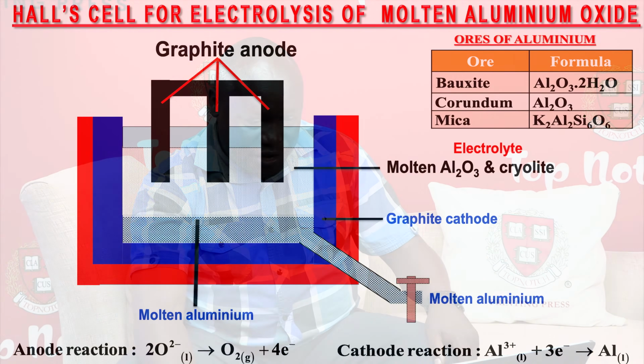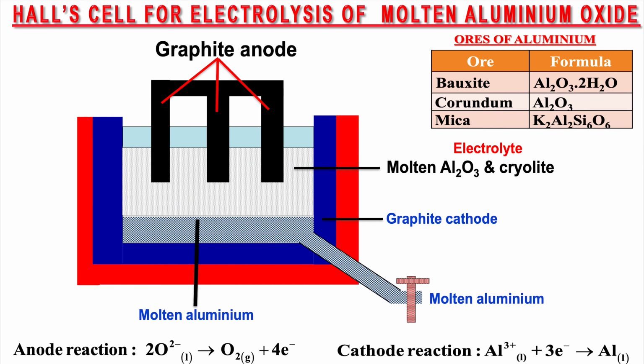Next is extraction of aluminium. We finish with the ones that are extracted by electrolysis. You can see on the screen a cell in which aluminium is extracted. It is called the Hall's cell. The other one, for sodium, is called the Downs cell.